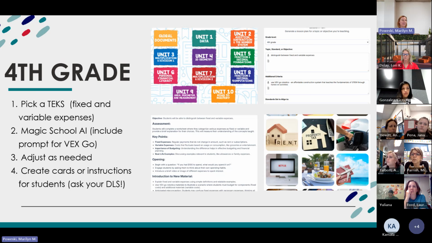And so I'm like, great. Vocabulary lessons are really boring in general. How can I make this more exciting? How can I make this more fun? And so I put in distinguish between fixed and variable expenses. And yeah, I did a little bit of Googling for some examples of fixed and variable expenses because I could only think of a couple.